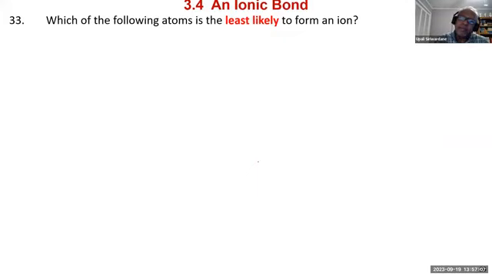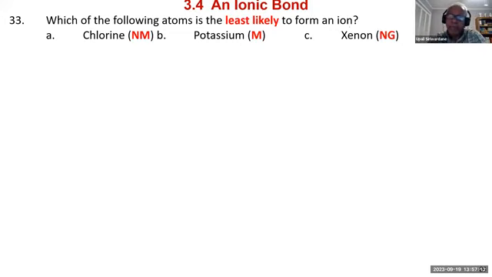Which of the following atoms is least likely to form an ion? An ion is positively or negatively charged. Chlorine can gain an electron. Potassium can lose an electron. Iron can lose electrons. The least likely to form an ion is the noble gas.